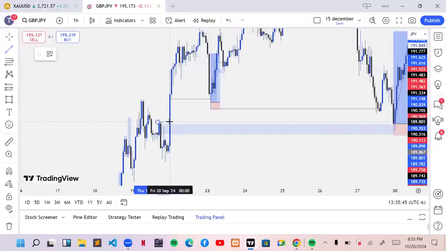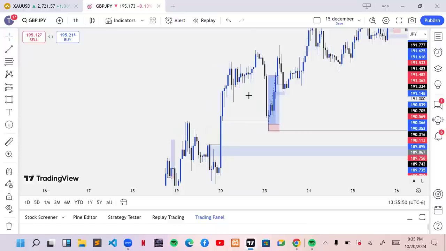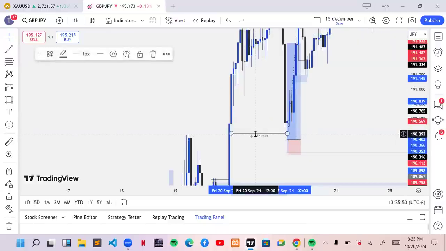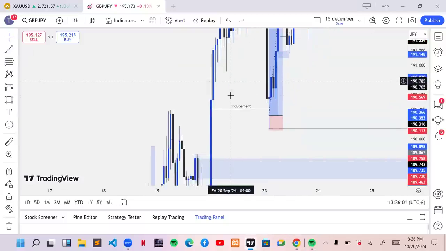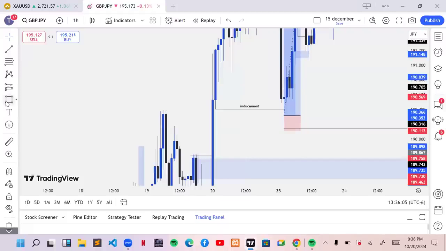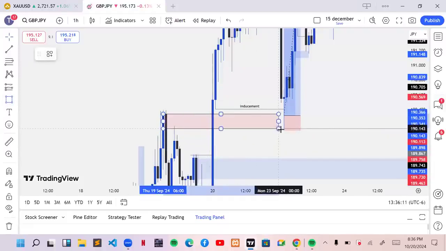So after the shift of market structure, the market made this first pullback, which is this inducement right here on 1 hour time frame. This is our inducement. It's the pullback that the market makes after the shift in market structure. So the full pullback, this is our breaker block here. Remember, if you're marking a breaker block, you mark from the body. This is our breaker block right here.